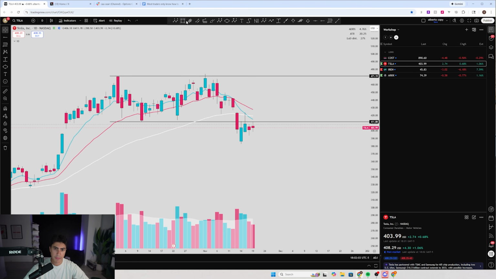So what was the setup? It was a big base. We had a failed breakout from the highs. It broke under the 50 EMA, and you could see volume was coming in, and it failed to hold the previous low and the low of the base.